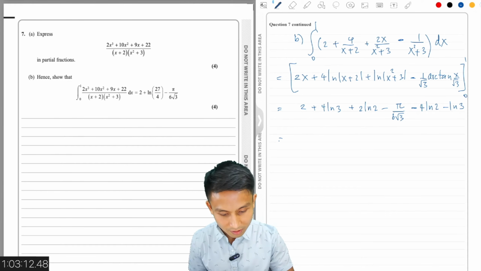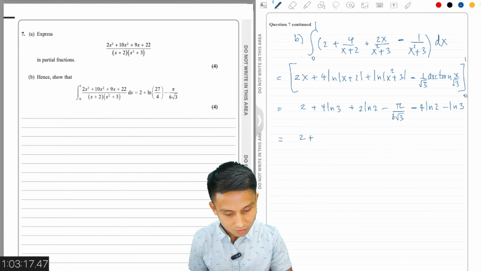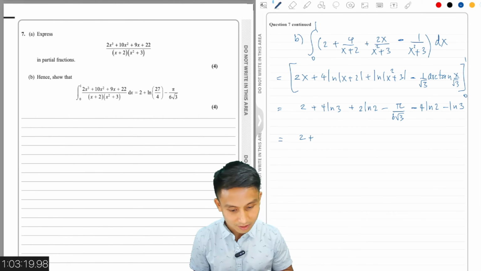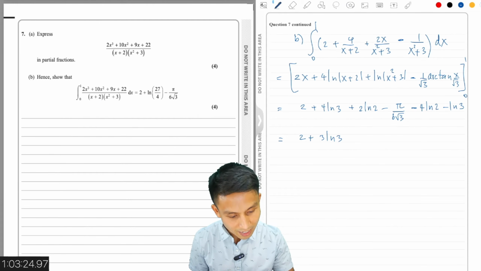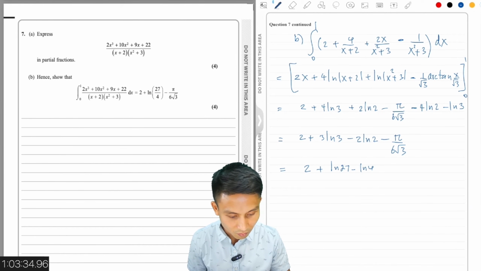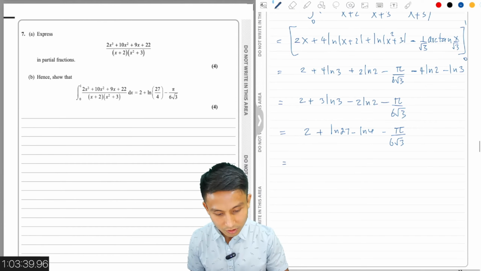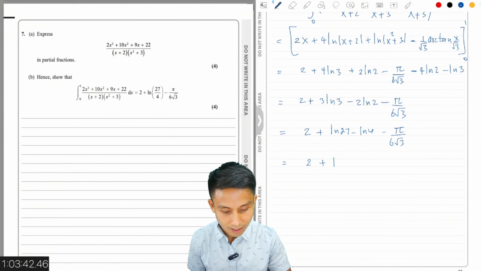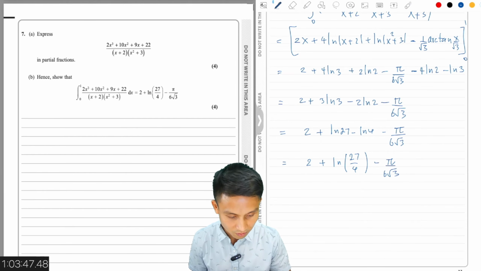And then there we have it. So what can cancel here now? It's 2. Let's do the ln. So ln 3 would be 3 ln 3, that should work. The ln 2 would be minus 2 ln 2 and minus pi over 6 root 3. I think it works. So here would be ln 27 minus ln 4 plus pi over 6 root 3. So if we merge the log there, we have ln 27 over 4 using the log property and minus pi over 6 root 3.